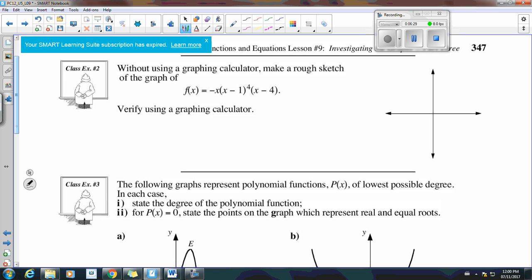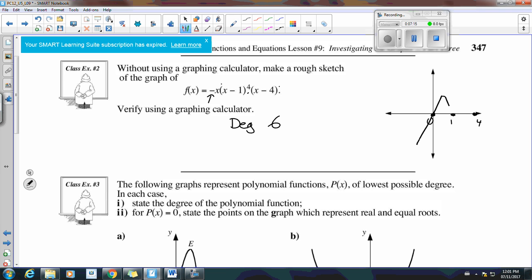Without using a graphing calculator, make a rough sketch of this graph. So we're going to start by labeling our zeros. We know we have a 0 at 0 from the factor x, a 0 at 1 from the factor x minus 1, and a 0 at 4, probably not a great scale, from the factor x minus 4. Well, we know that this is degree 4 plus 1 plus 1, so this is degree 6. That means both arms are supposed to be going in the same direction. The leading coefficient is negative, so that means both arms need to be coming down. So we know that we're going to pass straight through 0.